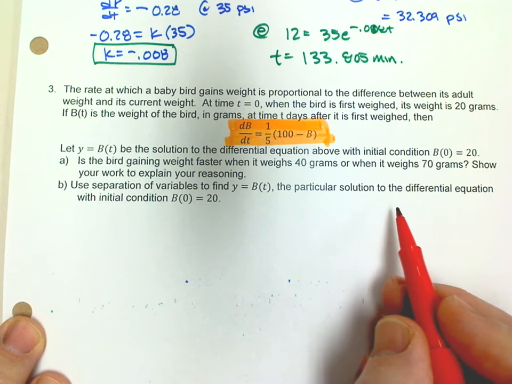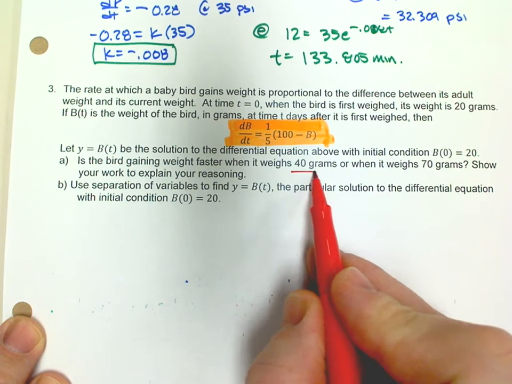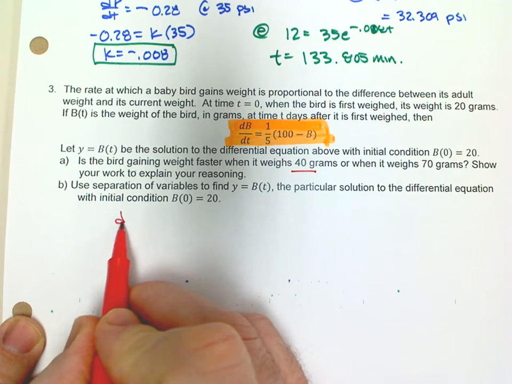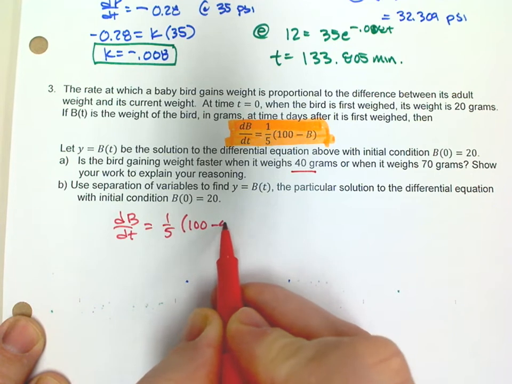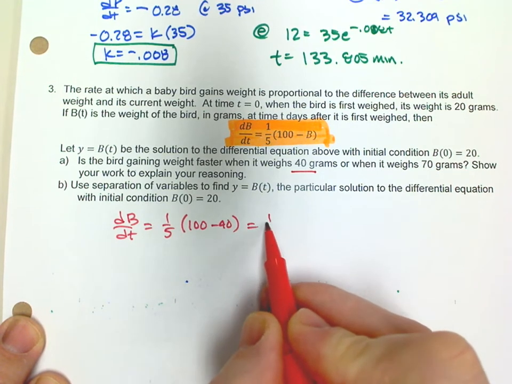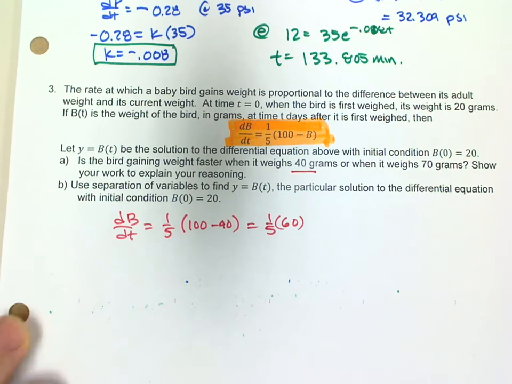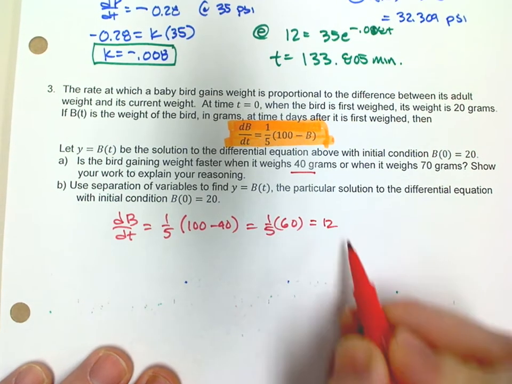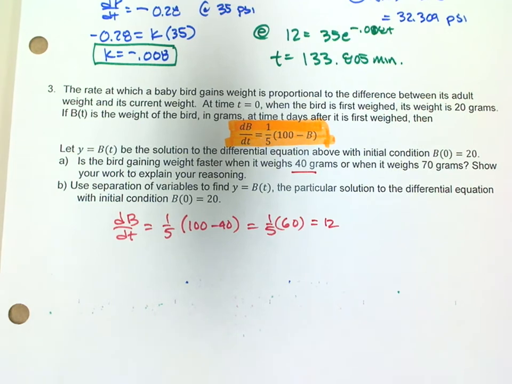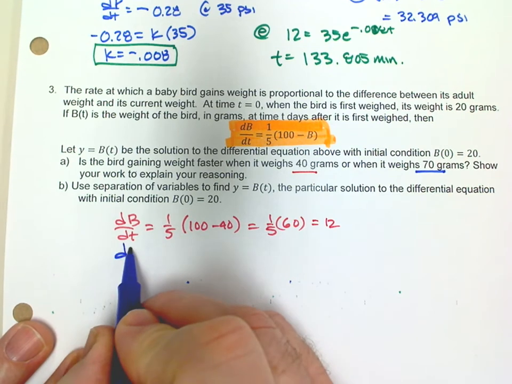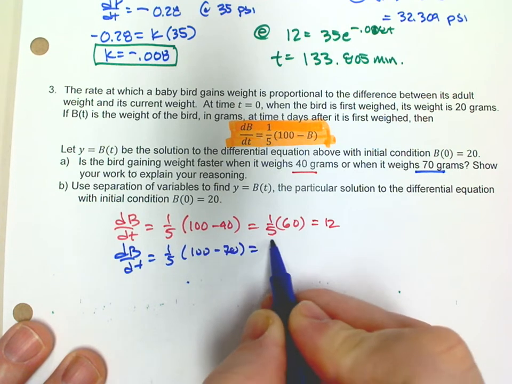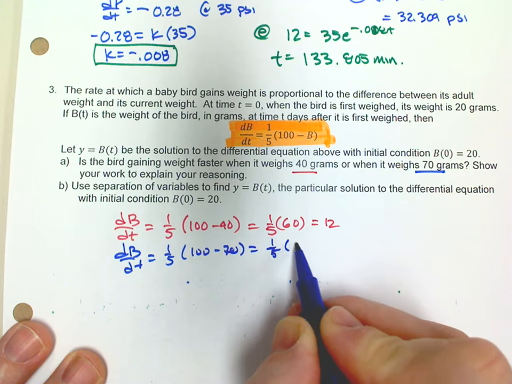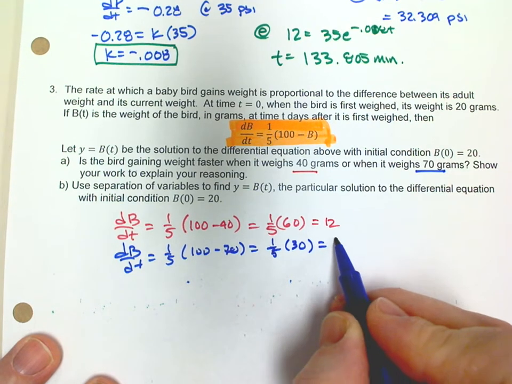We know when the bird weighs 40 grams, we're just going to substitute in here: dB/dt equals 1/5 of 100 minus 40, and that's going to give us 1/5 of 60, which should be 12. Let's check when the bird weighs 70 grams. dB/dt will equal 1/5 of 100 minus 70, or 1/5 of 30, which will be 6.